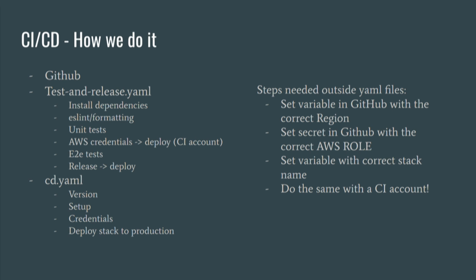And we usually deploy all of this to a CI account, which is a separate account, so we can keep that separated from anything else and see how much you spend on CI, for example. We then run the end-to-end tests in the CI account. And then if it's all good, you can release and deploy it to production. And then you come to the next file.